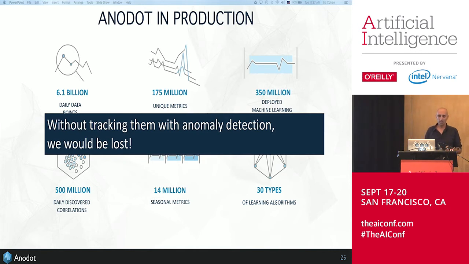But if the data science team had to manually track what's going on in production in terms of the algorithms, we would not do any work. We would never advance. So what did we do?